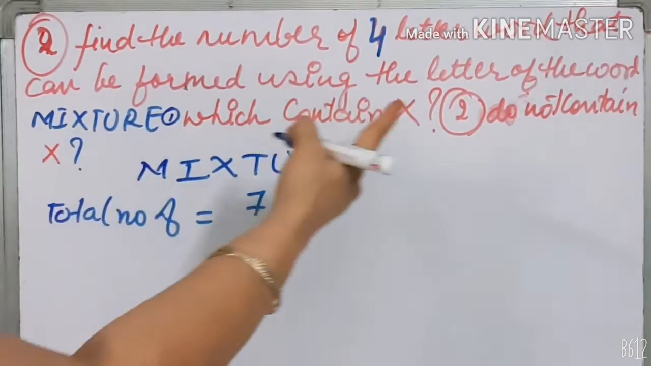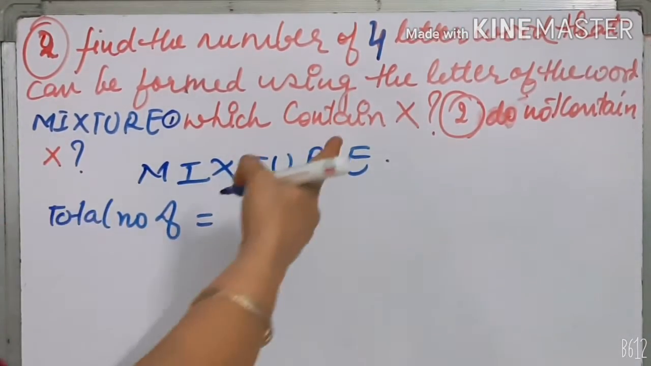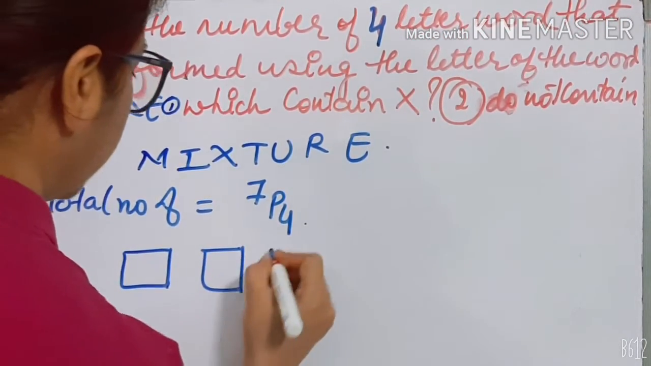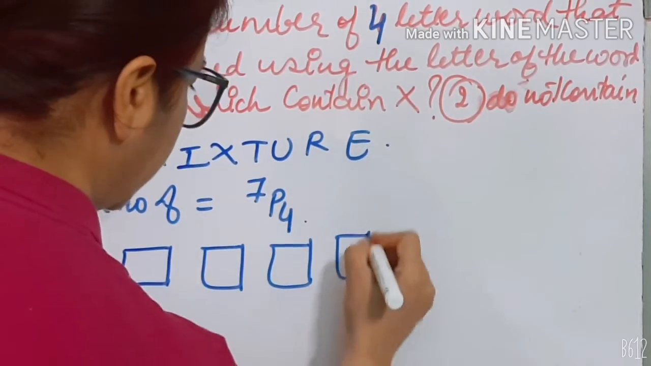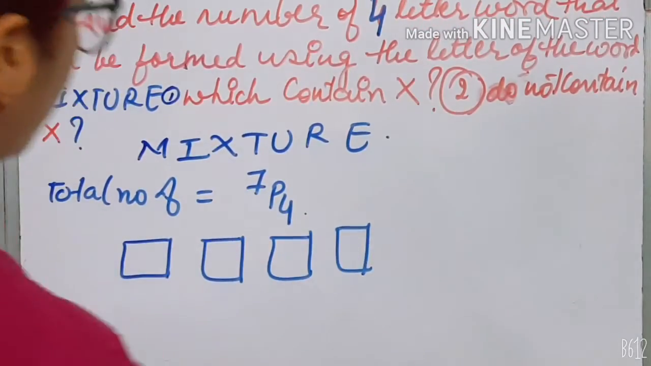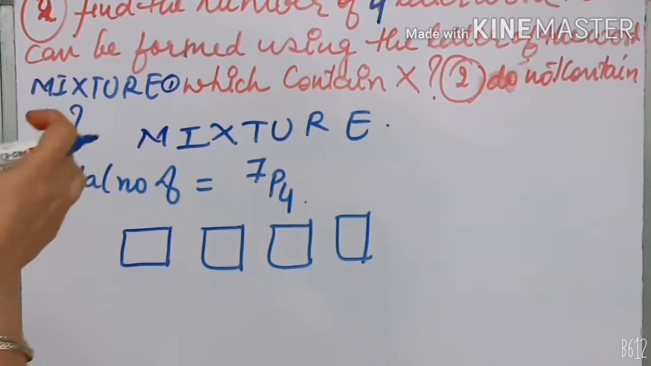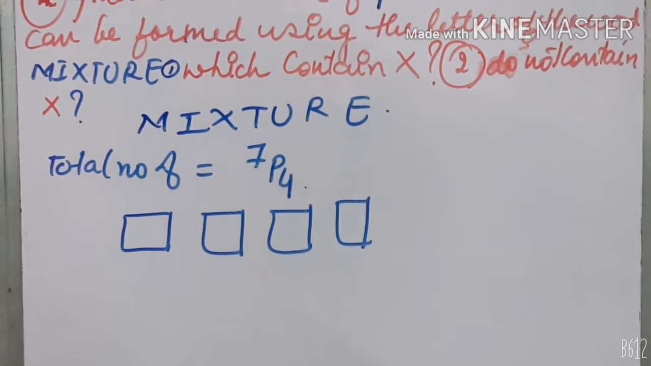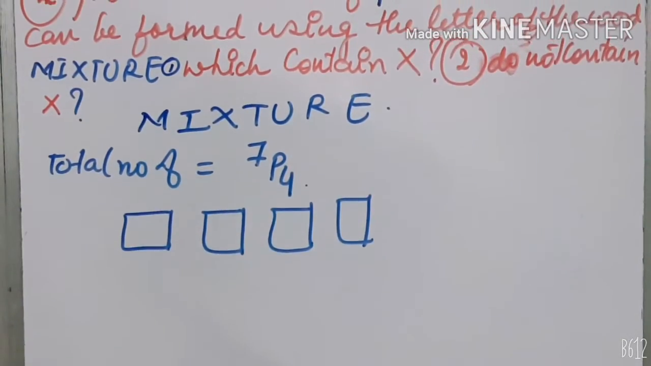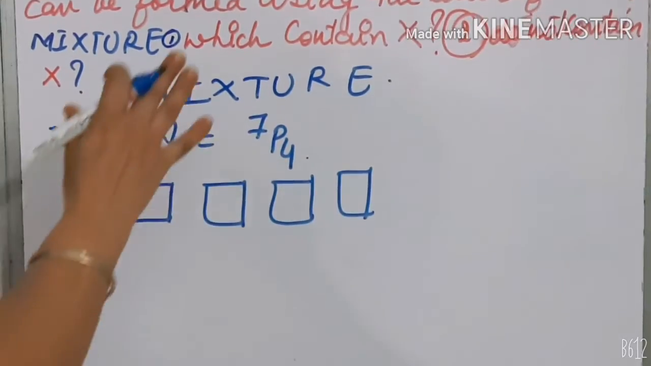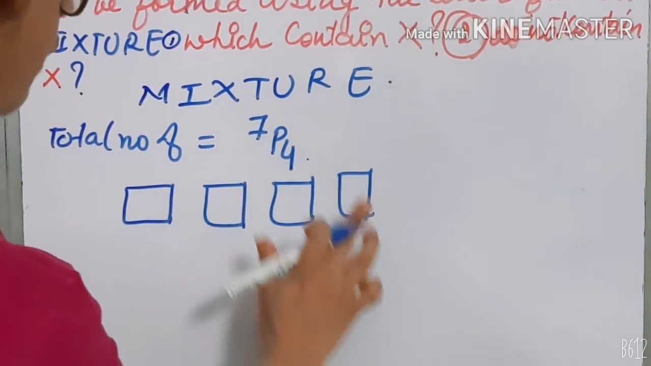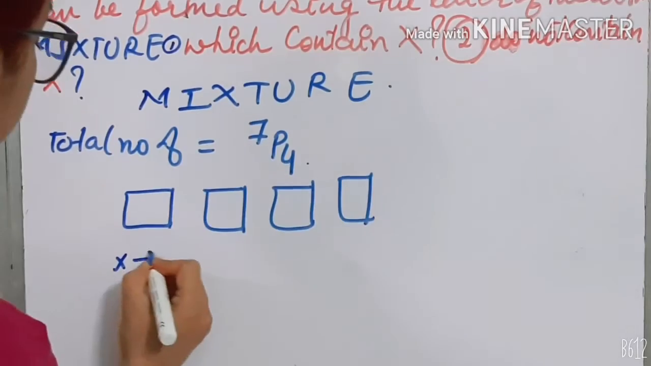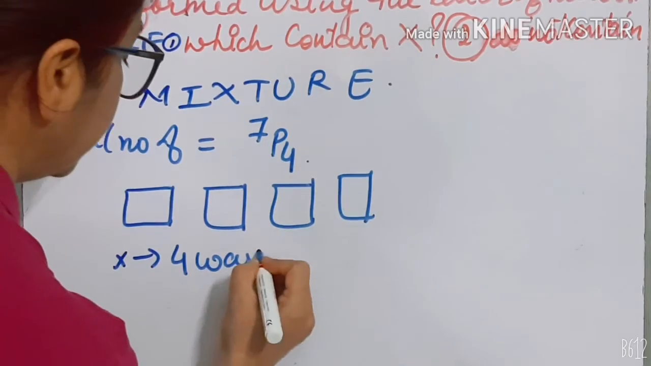Now coming to the words formed using the letters of the word which contain X. A 4-letter word means 4 blocks. X can come in any of the blocks. They didn't mention it. It can come in the first letter, the 4th letter, or the 2nd letter. That means X can come in any of the 4 blocks, so X can be arranged in 4 ways.